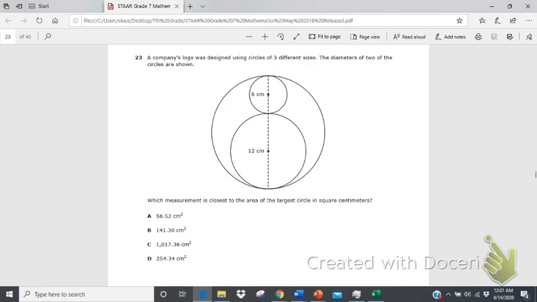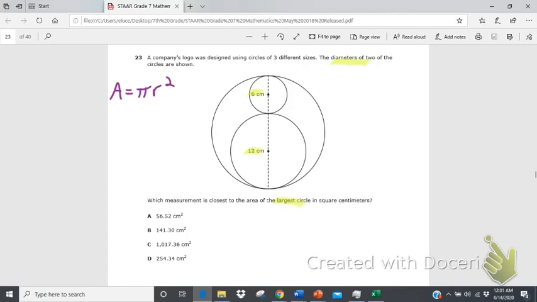Alrighty, so the next one, ladies and gentlemen. A company's logo was designed using circles of 3 different sizes. The diameters of 2 of the circles are shown, which are right there. Which measurement is closer to the area of the largest circle, which is that one there, okay? So here we know we're working with circles, and the keyword there was also area. So utilizing your reference sheet, you should identify that the formula you are going to be working with, area, is equal to pi times radius squared.